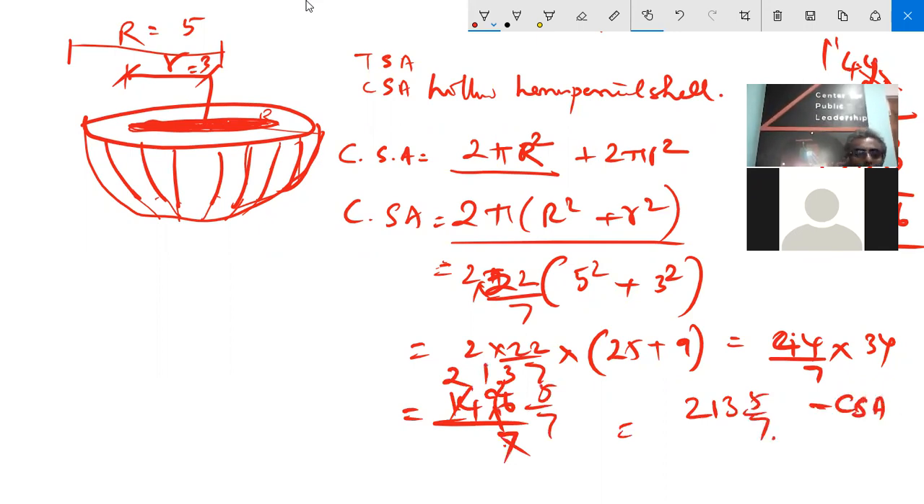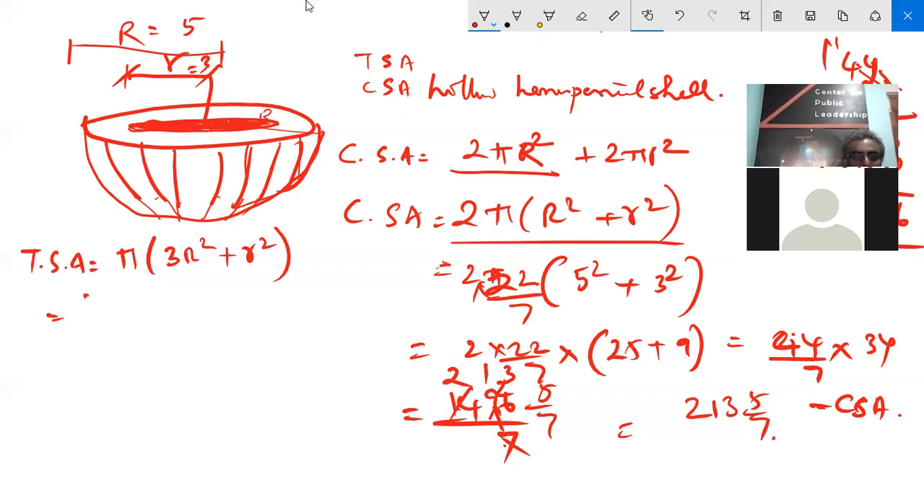Okay. Now let us find TSA. What is the formula for TSA for the hemisphere? Remember? Yes, sir. This is the formula, correct? Yesterday we learned. Okay. Now substitute values. Tell me how much is pi? 22 divided by 7.